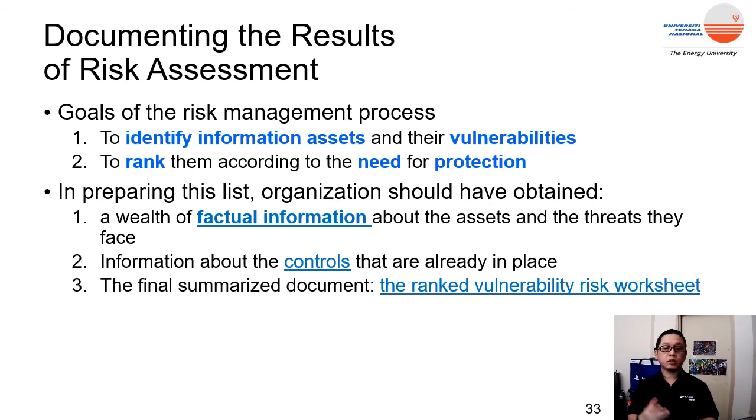Secondly, information about the control that is already in place for each of these assets. What do we have currently in order to protect it, and can those controls be improved or enhanced further? And lastly, the final summarized document, the ranked vulnerability risk worksheet, meaning that for each of the asset, threat, and vulnerability, you give it a proper ranking so you can be sure for each of the controls that you want to implement.